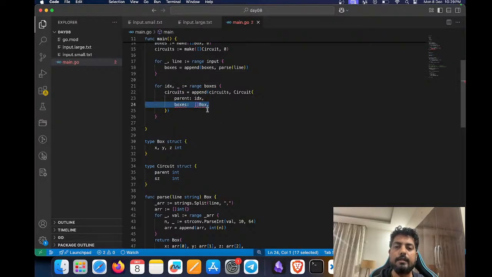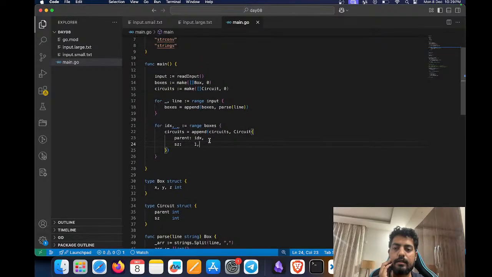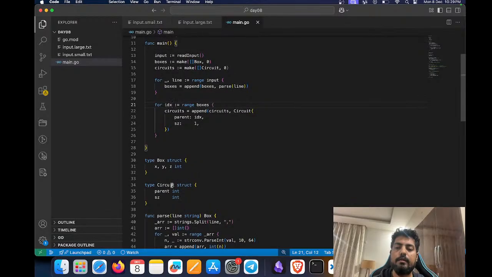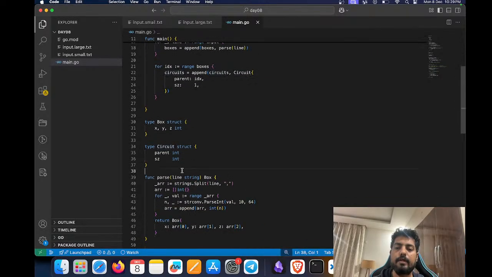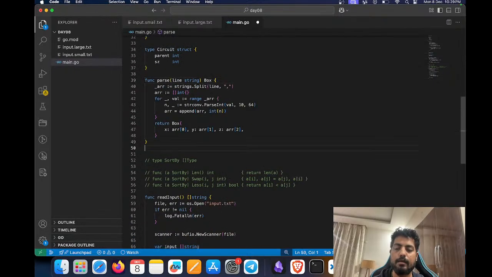So initially the parent is itself, and the size is 1, because we have one element in this set. And then we need to find distances between two different elements. So we have this thing called distance, for which we will implement the sorting part.